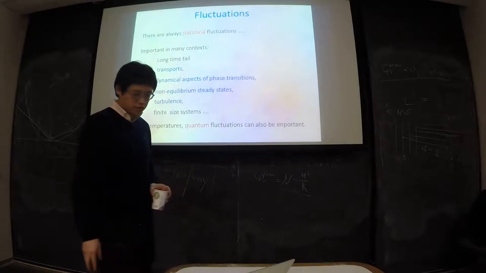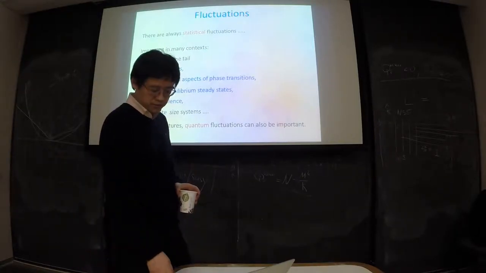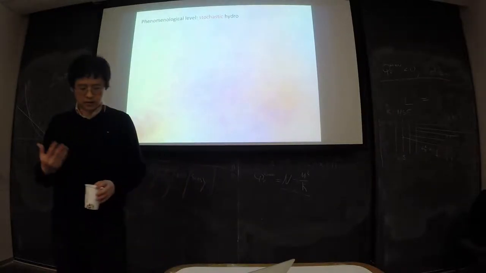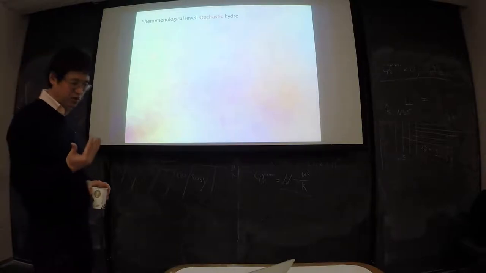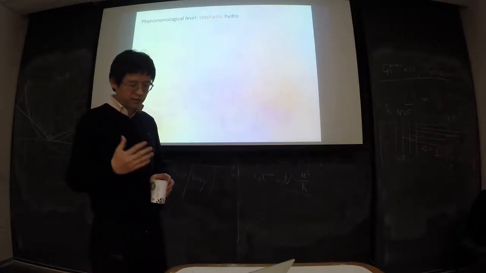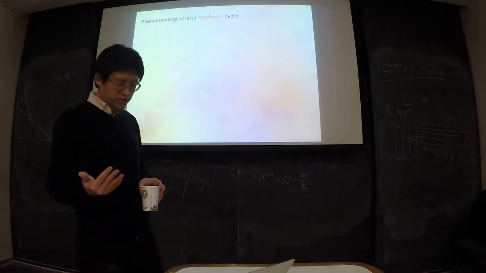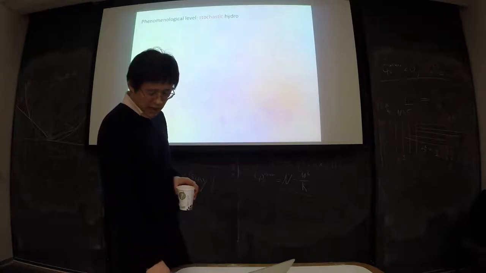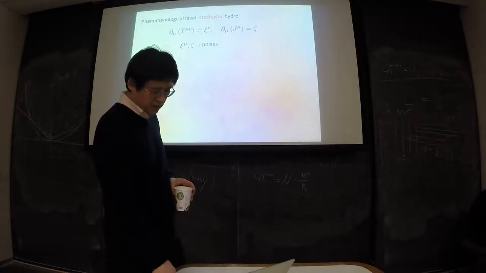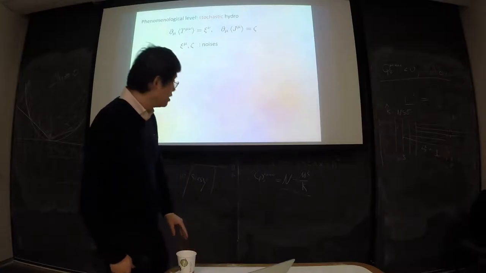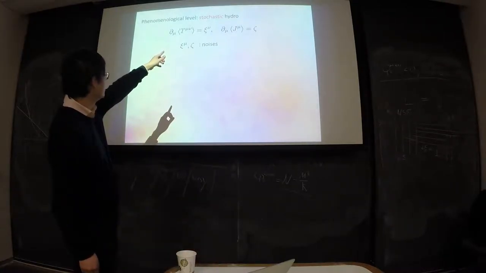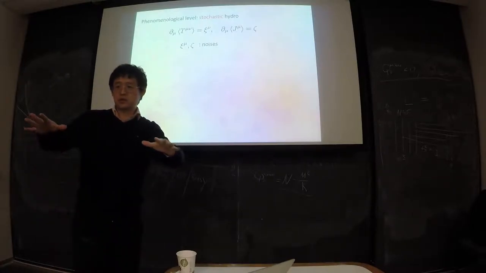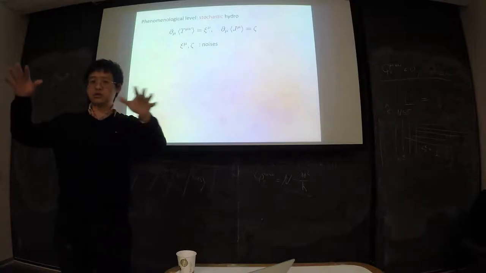When you go to low temperatures, then quantum fluctuations can also be important. Of course, this is another question people have not thought about before. At the phenomenological level, the way to address this problem is to use so-called stochastic hydro. The idea of stochastic hydro is to get inspiration from, say, Brownian motion. What you do is, on the right-hand side of your conservation equation, where you normally put zero, you now put some noise term. And the noise term is intended to capture those short-distance fluctuations.